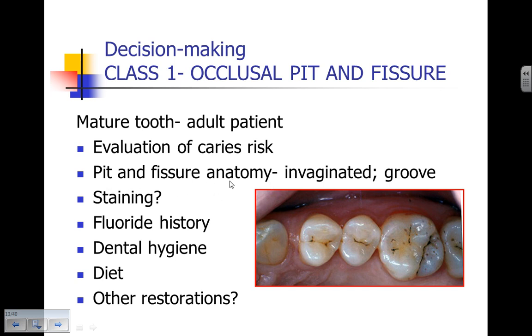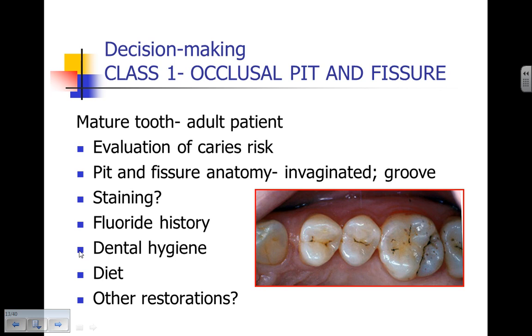Now we look at the pit and fissure anatomy. Is it invaginated? Is it a groove? Is it self-cleansing? We look at staining and color changes. Is it brown? Is it a translucent enamel or a more white opaque enamel? Do we see demineralization occurring? The patient's fluoride history. Are they ingesting fluorides with their toothpaste? Are they using fluoride mouth rinses? Are they using calcium phosphates? What type of toothpaste are they using, and how often are they cleaning their teeth?